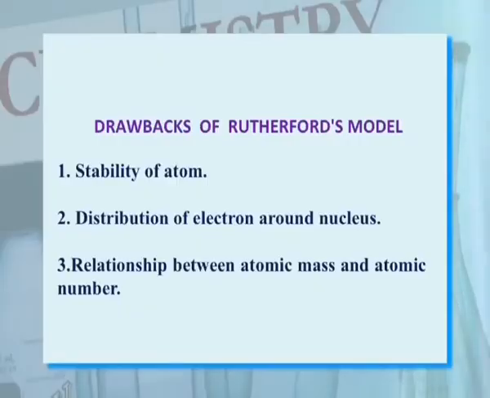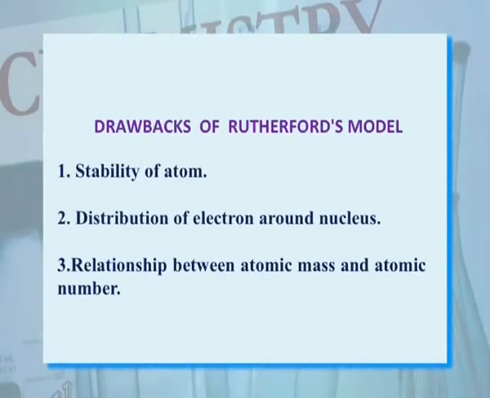Now, after this Rutherford atomic model, there were also some drawbacks. The drawbacks of the Rutherford model were like this: the stability of the atom. That means the Rutherford model does not explain the stability of the atom, that is the actual position of electrons and protons in an atom. Distribution of electrons around the nucleus. It was not mentioned in this model where the specific position of electrons and protons is.